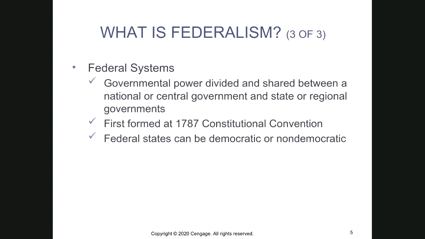Okay, federal systems. Federal systems are ones in which government power is divided and shared between a national or central government and state or regional government. So that's what you're going to see in most modern countries. That's the system of government that we have. These federal states can be democratic or they can be non-democratic. More often they're democratic. So if we look at Germany, if we look at Canada, if we look at the United States, these are all federal systems of government.